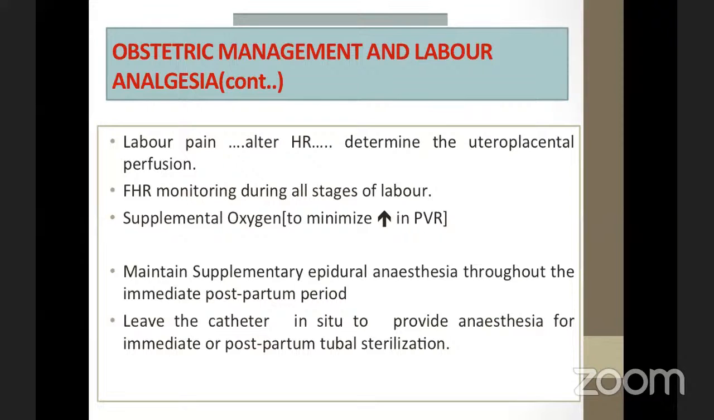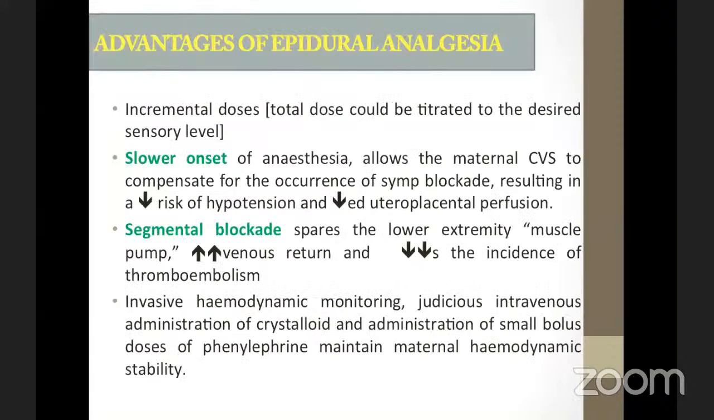The advantage of epidural is that you can give incremental doses, so the total dose can be titrated to the desired sensory level. It has a slower onset of anesthesia, which allows the maternal circulation to compensate for the sympathetic blockade. So there is decreased risk of hypotension and decreased risk of uteroplacental low perfusion. Because it gives rise to segmental blockade, it spares the lower extremity, so it preserves the venous return. This is another advantage, and in the subsequent course it decreases the incidence of thromboembolism.